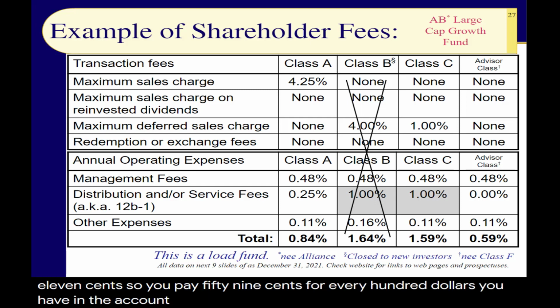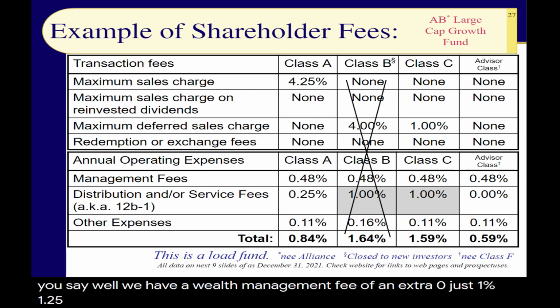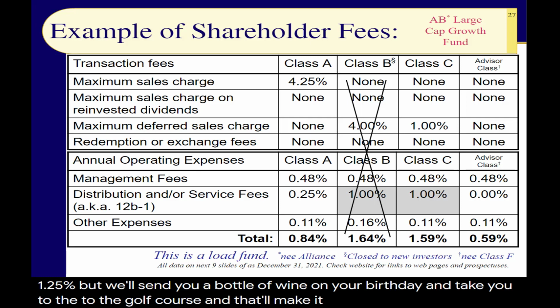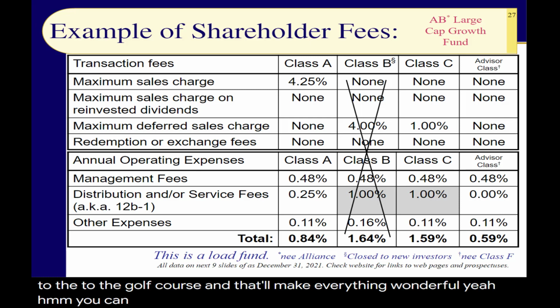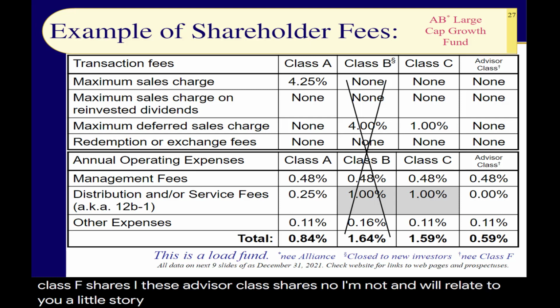Oh, by the way, we add an extra 1% or 2% every year. What was that, Miss Broker? What did you say? Well, we have a wealth management fee of an extra, just 1%, 1.25%. But we'll send you a bottle of wine on your birthday and take you to the golf course, and that'll make everything wonderful. You can get the feeling that I'm not too excited about these Class F shares, these advisor class shares. No, I'm not, and we'll relate to you a little story later on.